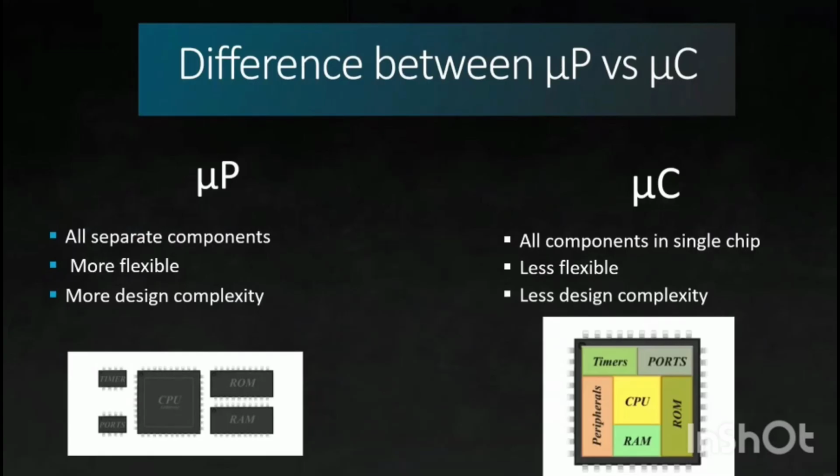The next is the difference between microprocessor and microcontroller. We can see the microprocessor. There are separate components, and it is more flexible and has more design complexity. And we can see the microcontroller. In a microcontroller, we can see all components in a single chip. It is less flexible and has less design complexity.